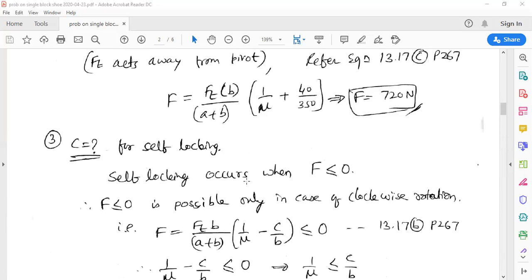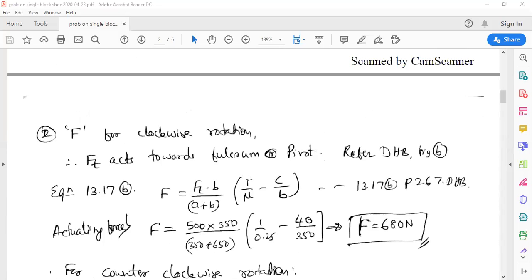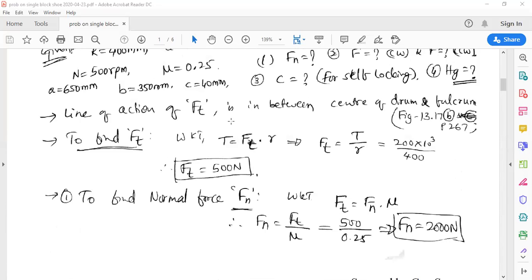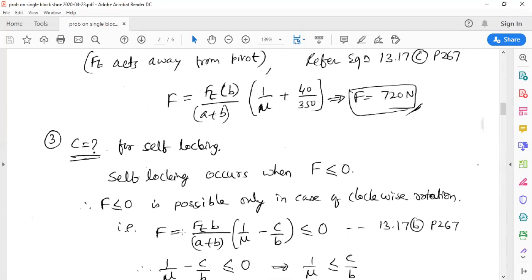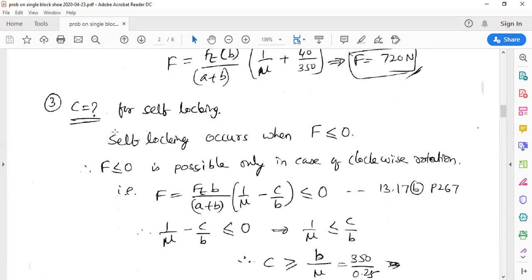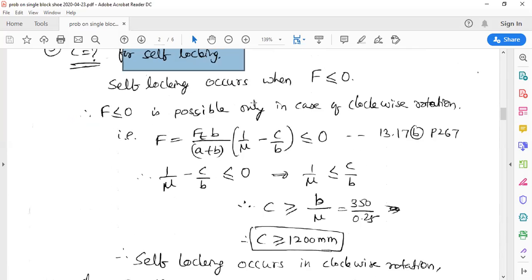There is no specific design procedure like that. Design procedure means initially you have to calculate the torque. That is the main thing here. Since torque is given, the first step is Ft calculation and then Fn calculation. Once you get these values, the next thing is to calculate the actuating force either for clockwise and anti-clockwise, or only for the specified rotation. If the direction of rotation is not given, you have to assume clockwise rotation only. Next is the calculation of C, that is for self-locking, keeping all other dimensions the same. This is the case given here.